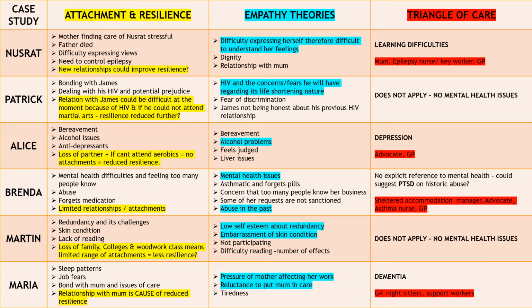So with Nusrat, it's obviously difficult expressing herself, so it could be difficult to understand her feelings. Patrick has HIV, concerns his life will be shortened. Alice with her alcohol problems, Brenda's mental health and historic abuse, Martin with his low self-esteem, about the redundancy, the skin condition, and Maria trying to provide care for her mum and balance her job. These are quite specific issues, so it might be difficult for someone who's not gone through them to truly empathize and truly understand what is happening here.